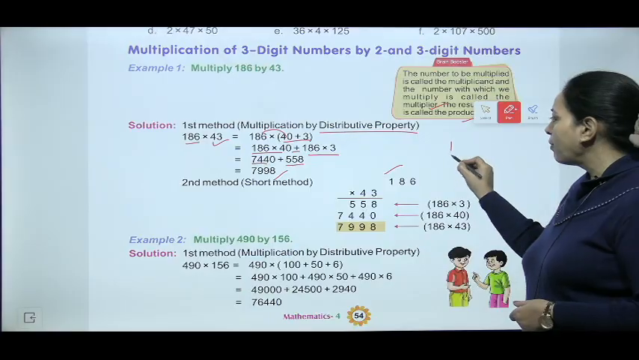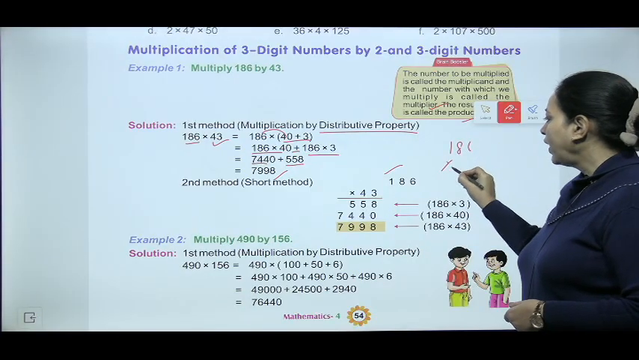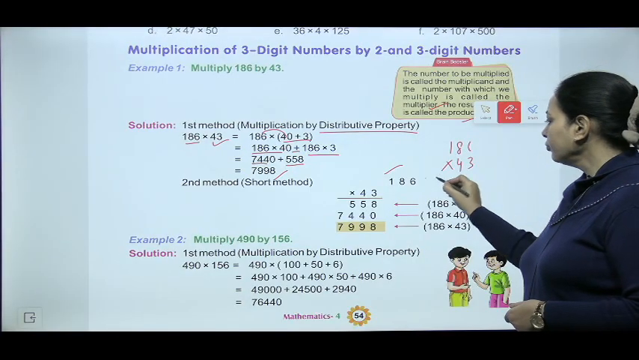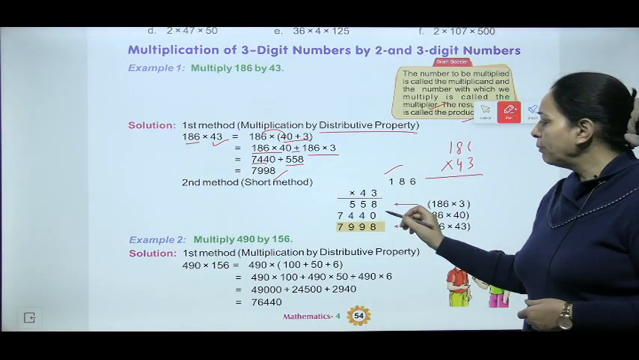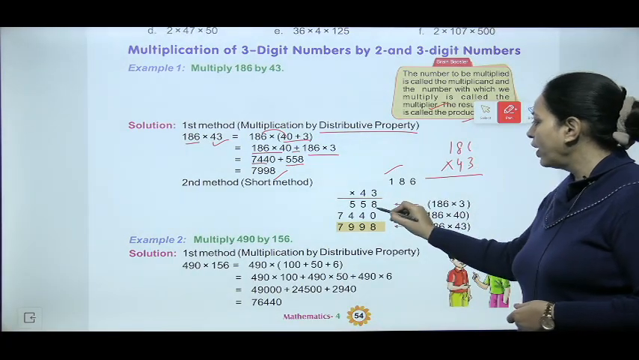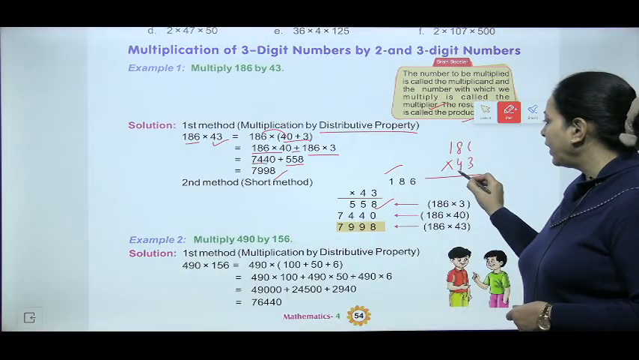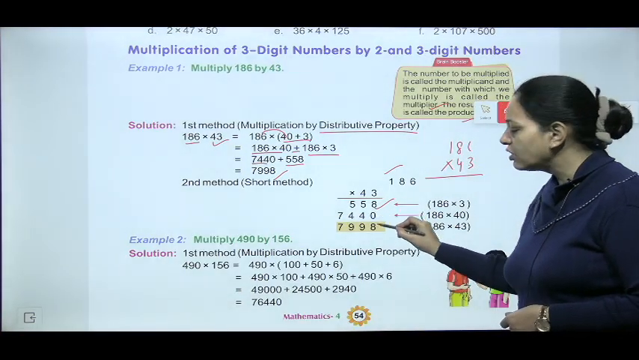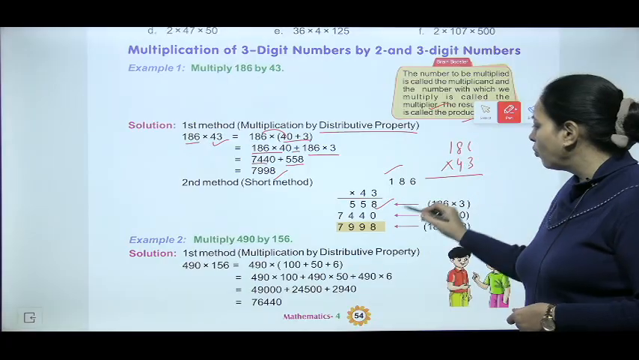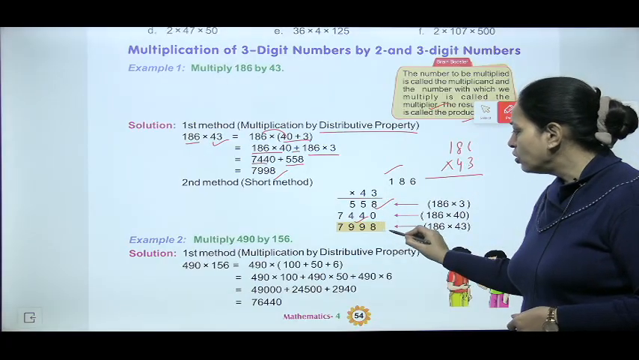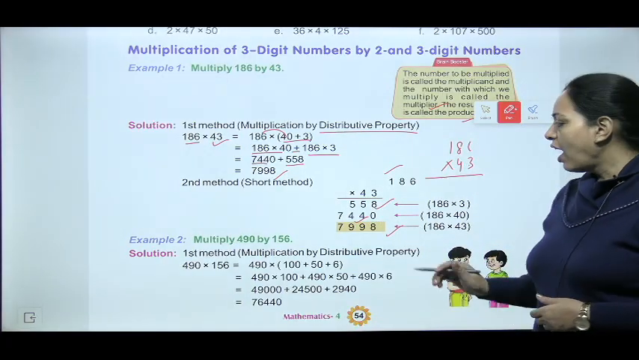186 multiplied by 43, write it like this. Now first multiply by the ones digit, so we are getting 558. Now multiply by the tens digit, so first write 0 here. Now multiply by 4. Now add these two rows. So this is the answer.